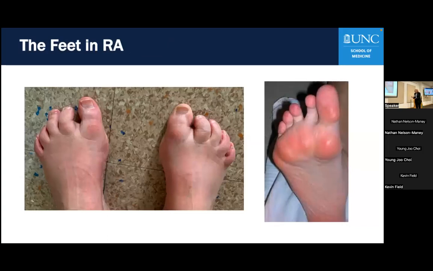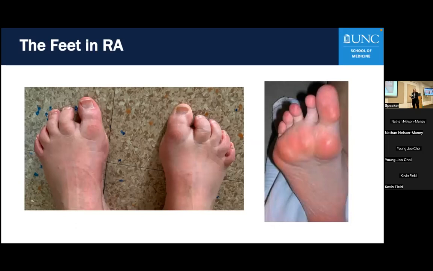And the feet. The feet are sometimes much harder to examine than the hands, but this is the patient who has swelling of the metatarsal joints. You can see this toe is kind of squishy, and there's some redness over that. On the bottom of the foot, you can see these areas of swelling. They can be very, very painful.